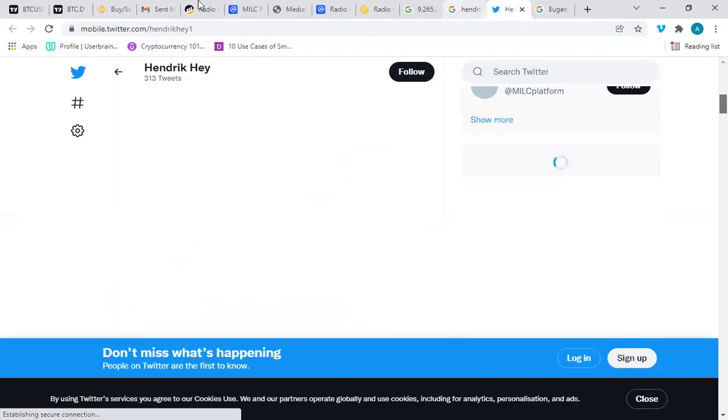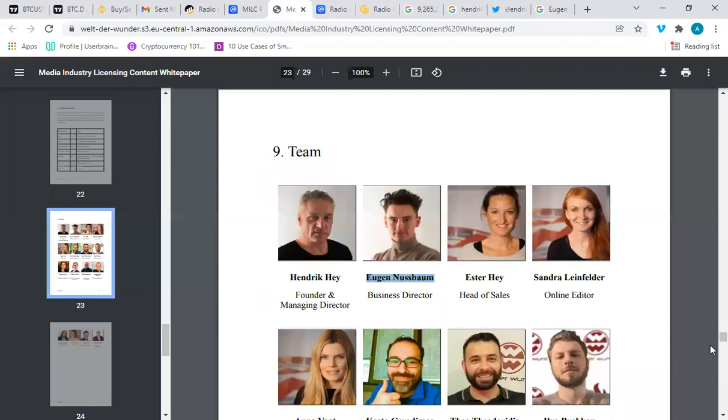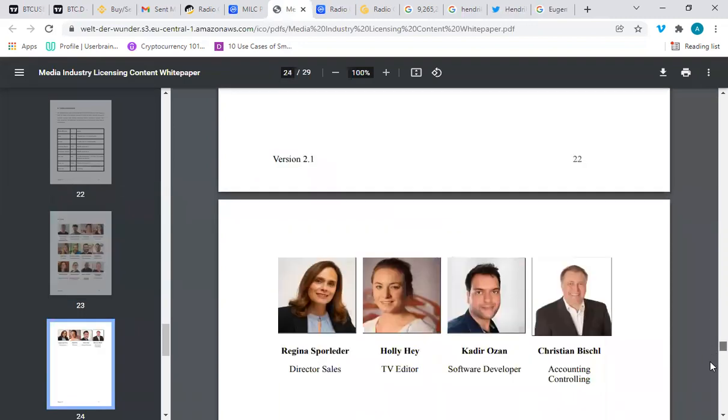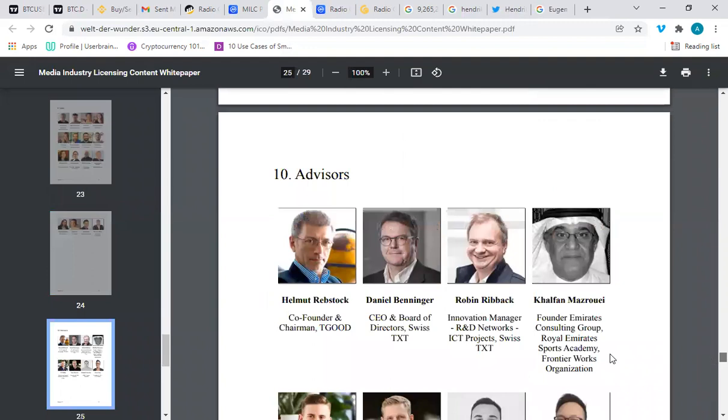If you read the white paper, check their founders one by one. You can even check their advisors. Some always put their advisors. You can see these people. I think they are more reputable. Now let me search more.